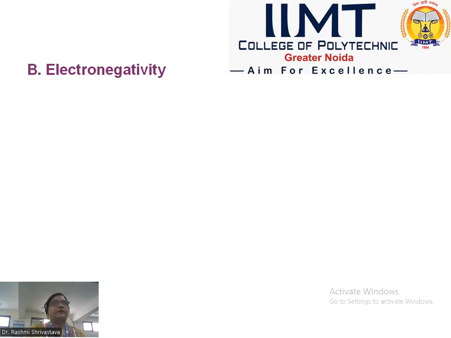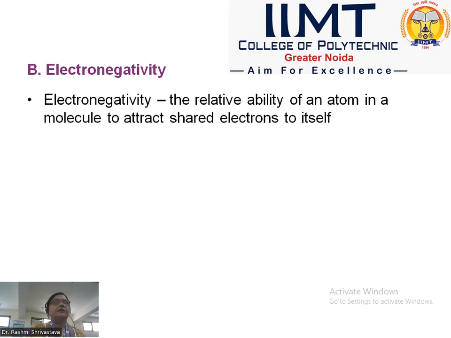Electronegativity means the relative ability of an atom in a molecule to attract shared electrons to itself. If the electron attracting power of one atom is greater than that of the other atom, then the electron pair is shifted towards the atom having greater electronegativity.